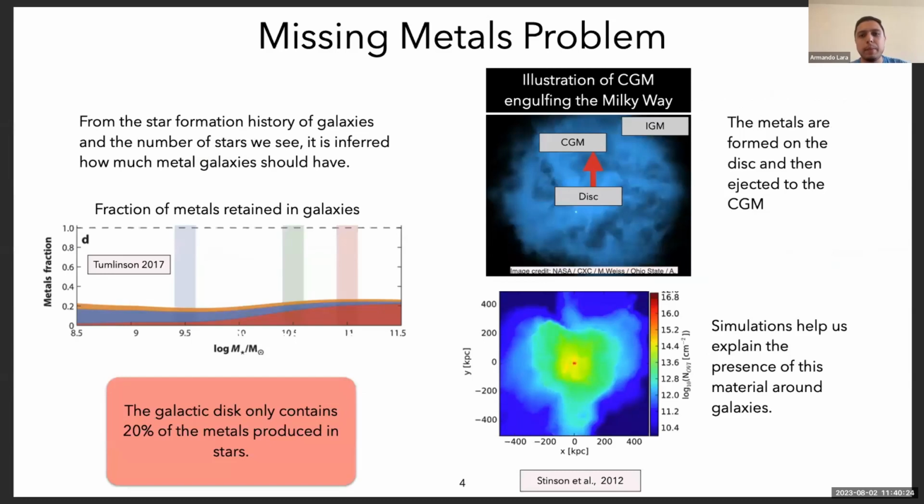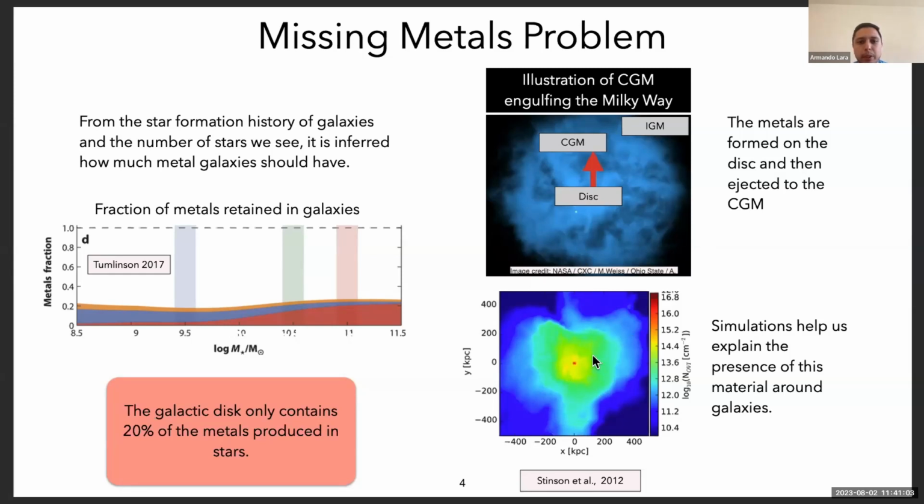Coupled with the missing baryon problem at galactic scales, we also find a missing metal problem. From the number of stars we see and the star formation history, we can infer the amount of metals within the galaxy. This plot again shows the fraction of total metals produced that remain within galaxies. As you can see, studies show that galaxies contain only 20% of the metals ever produced. What is thought is that the missing metals would have been expelled through outflows, for example with explosions of supernovae and galactic winds, and that will carry all this material toward the CGM, involving feedback processes.